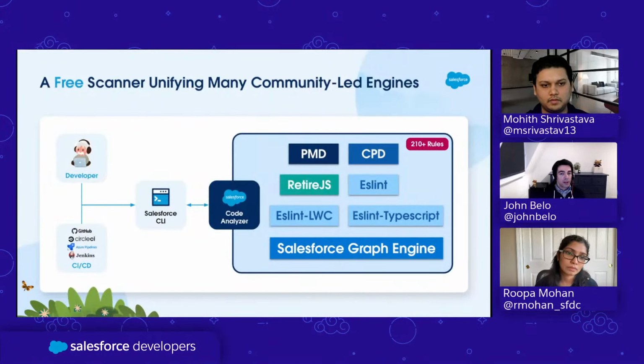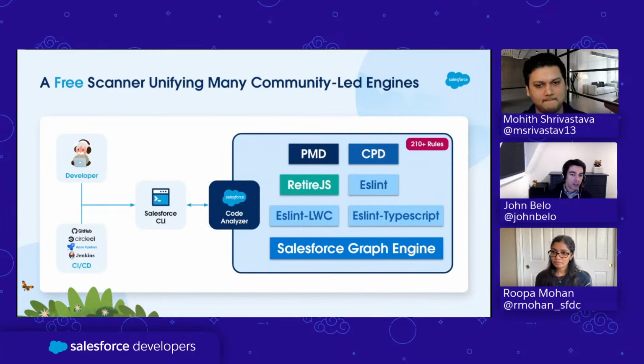So what is this amazing thing called Code Analyzer? First of all, Code Analyzer is completely and absolutely free for all Salesforce customers and partners. It's a free scanner that unifies many different community-led open source code scanners into a single experience, making more than 210 rules covering security, performance, complexity, and much more available for developers and architects to use.